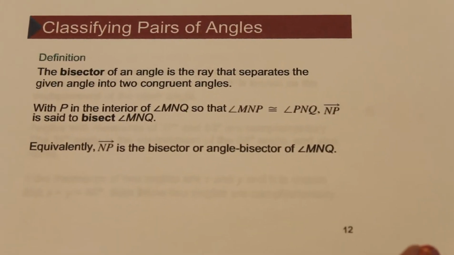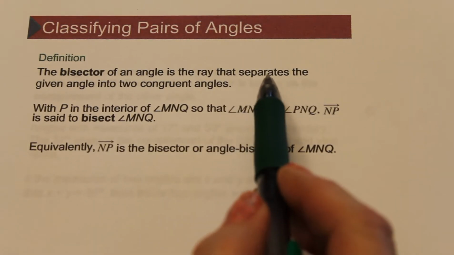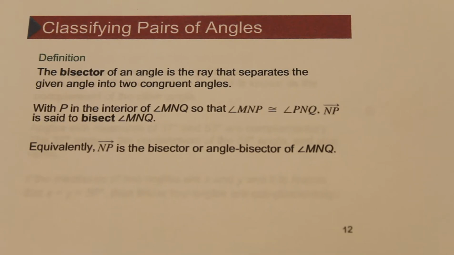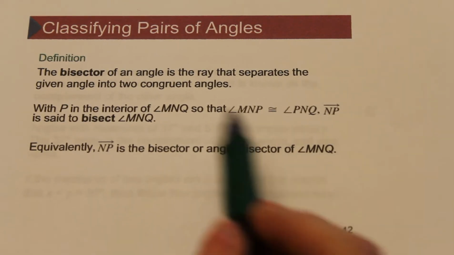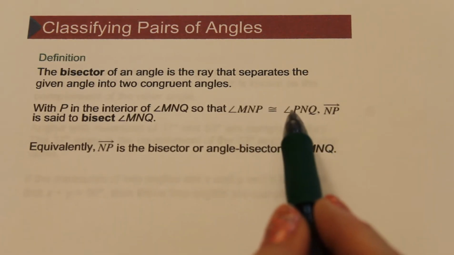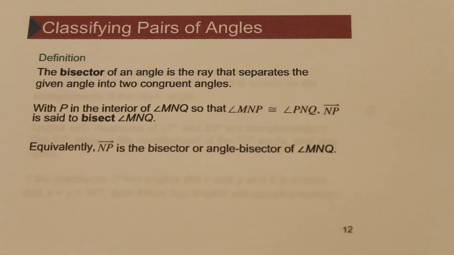All right, some other types of terms. A bisector of an angle is a ray, or could be a line segment, that separates the angle into two congruent angles. So if there's a point on the interior of an angle such that the two smaller angles are congruent, that must mean that the ray from the vertex through that point is a bisector. So, if the ray creates congruent angles, it's a bisector. If the two angles are congruent, then it's a bisector.